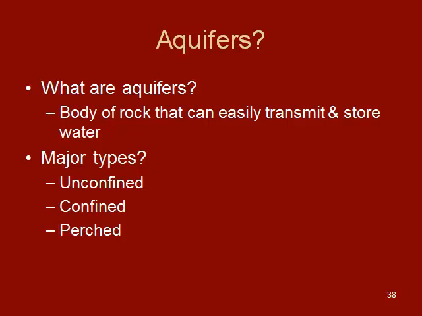So what are aquifers? Aquifers are basically a body of rock that can easily transmit and store water. So it has a decent permeability and porosity to be able to hold that water and to be able to transmit it from one place to another. Aquifers that we actively use are ones that we can pump water out of. So it has to have a good permeability and porosity to be able to move that water from place to place. There's 3 major types: confined aquifers, unconfined aquifers, and perched aquifers.